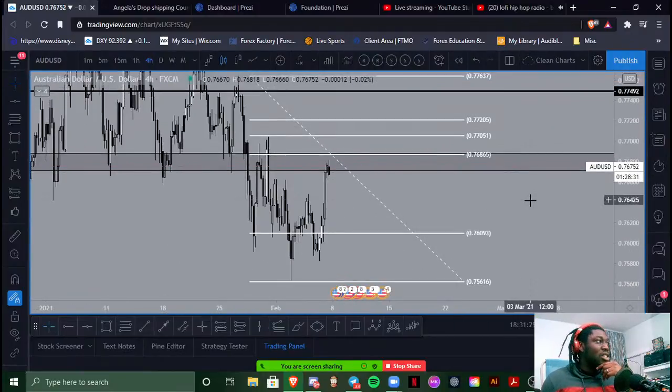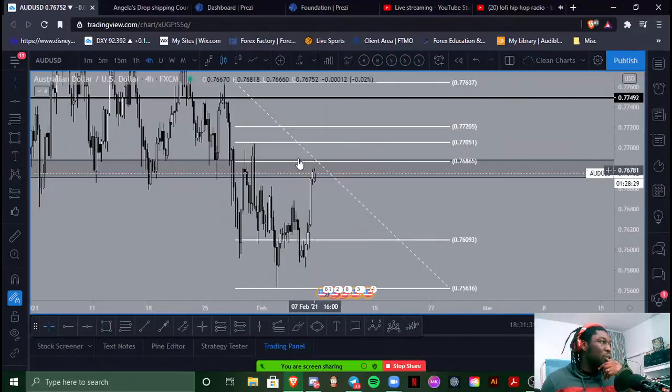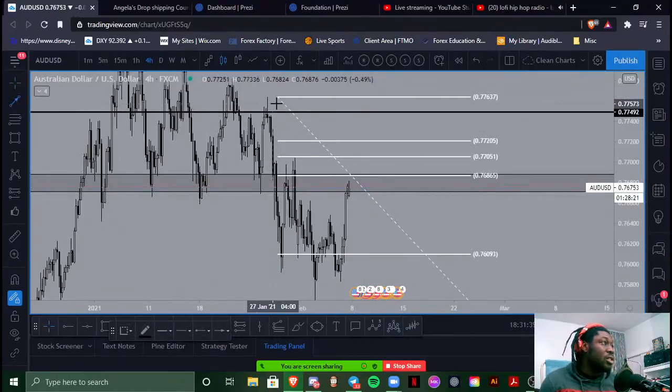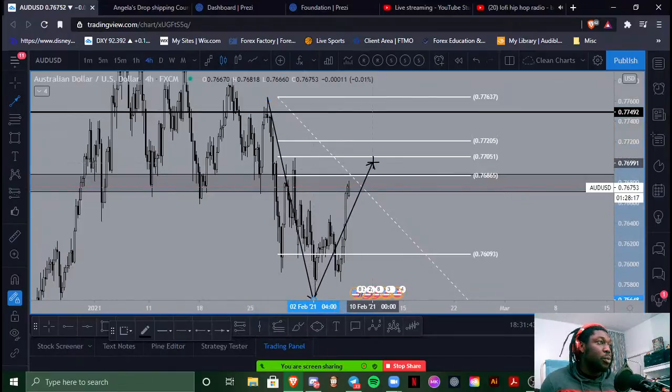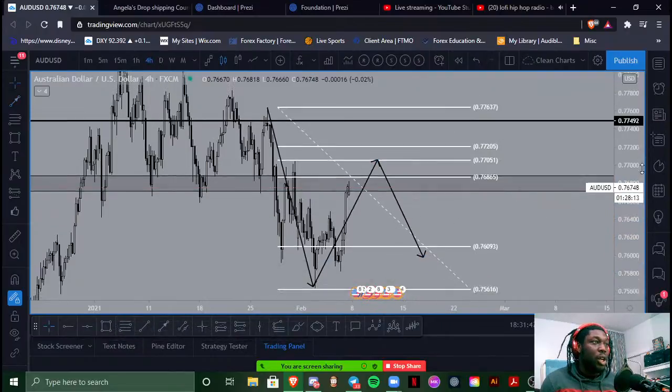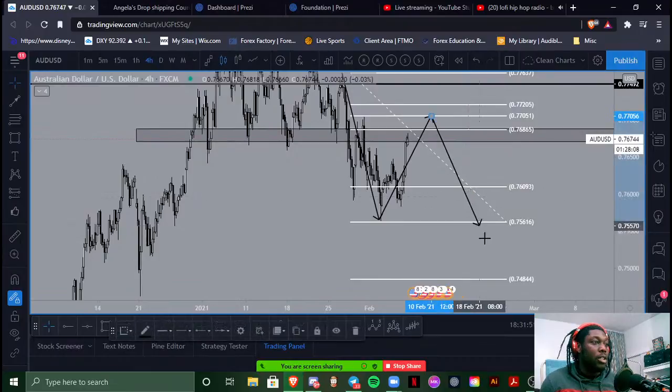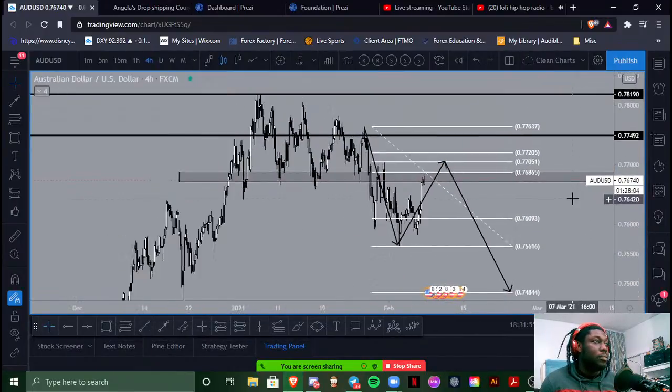What I can honestly say I want to see happen with GU. Yeah, this is 4 hour. It broke that structure. I kind of want to sell it right now, but with my fibs rule, you guys know how it goes. I need that breakout, retracement, continue to the downside. So if I can get price to come up to 0.77050, by all means, I'm going to take that sell. So let's see how this thing will look.